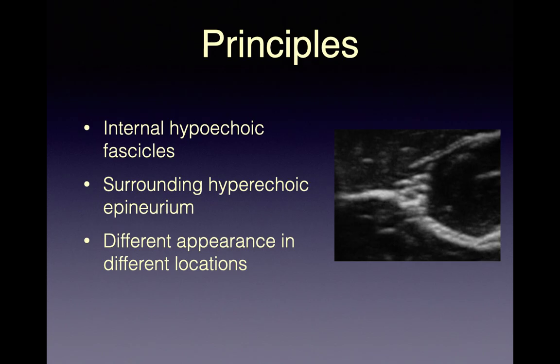The nerve bundles or fascicles themselves are fluid-filled and have an internal hypoechoic appearance compared to the surrounding epineurium, which is hyperechoic in appearance. This gives a nerve a honeycomb appearance on ultrasound. Nerves will appear more hyperechoic with respect to adjacent vessels. The hypoechoic fascicles are more prominent in some locations, particularly as you scan more proximally.